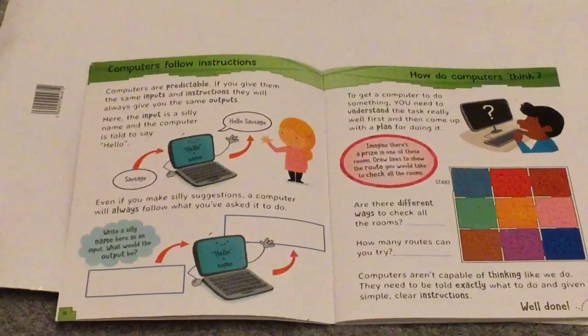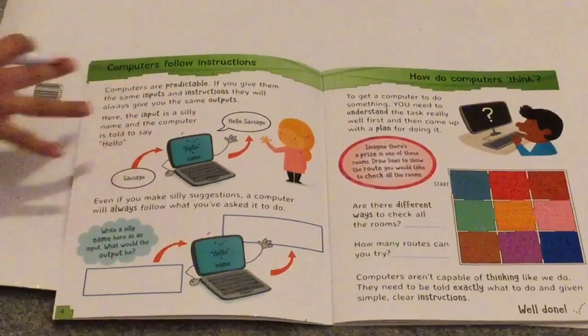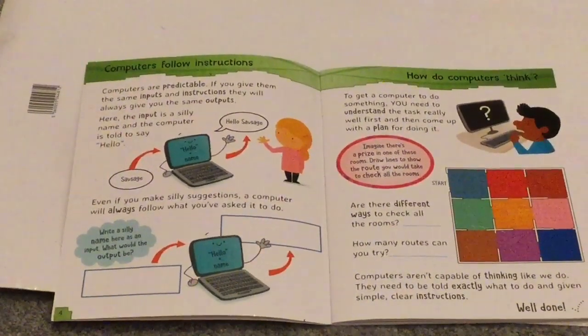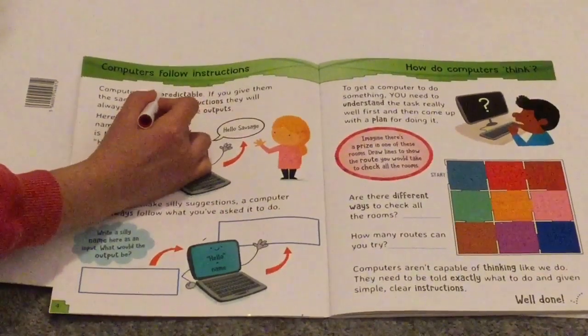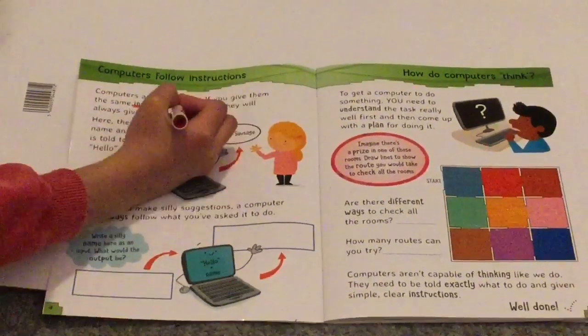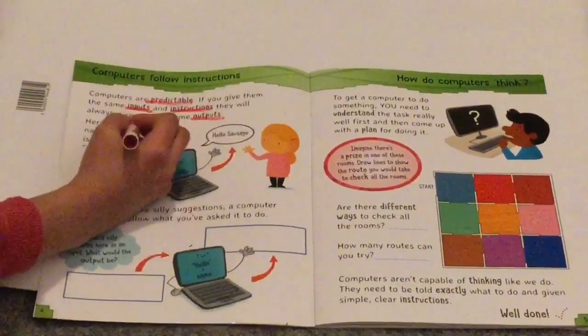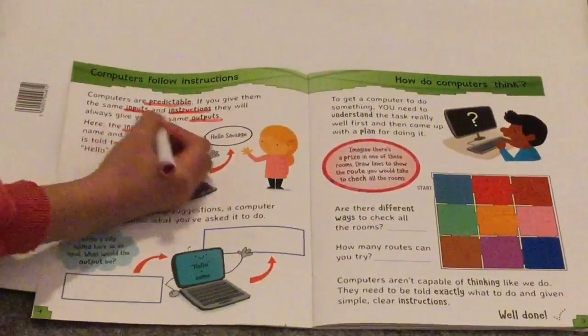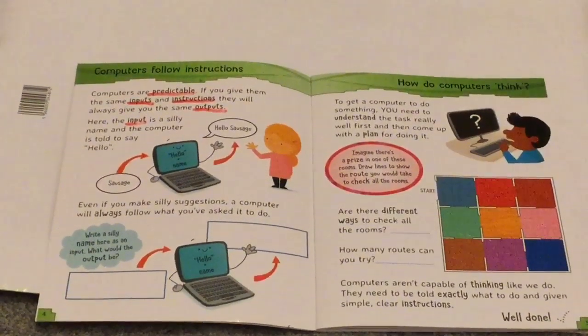So we finished the text. Now we're going to go back into the text and underline the words that are bold. So first one is predictable. Second one is inputs. Instructions, the third one. Fourth one, outputs. Last but not least, input. Input and inputs are the same thing, just that inputs is plural.